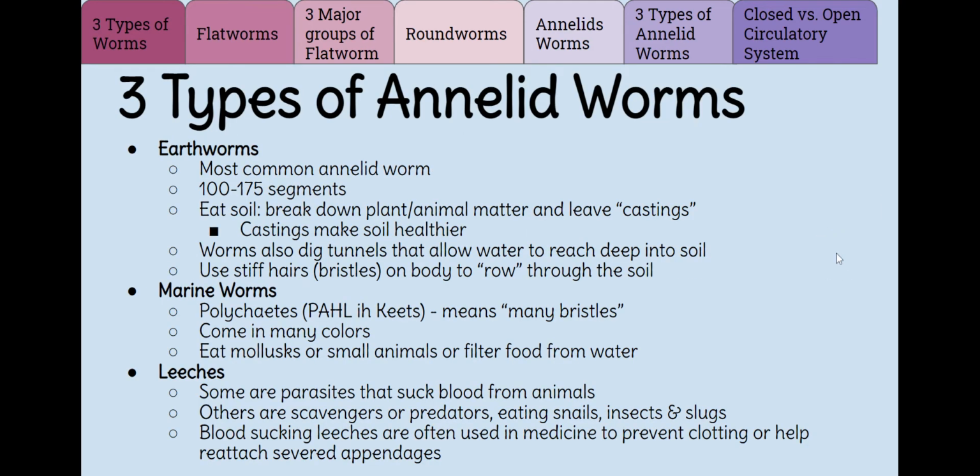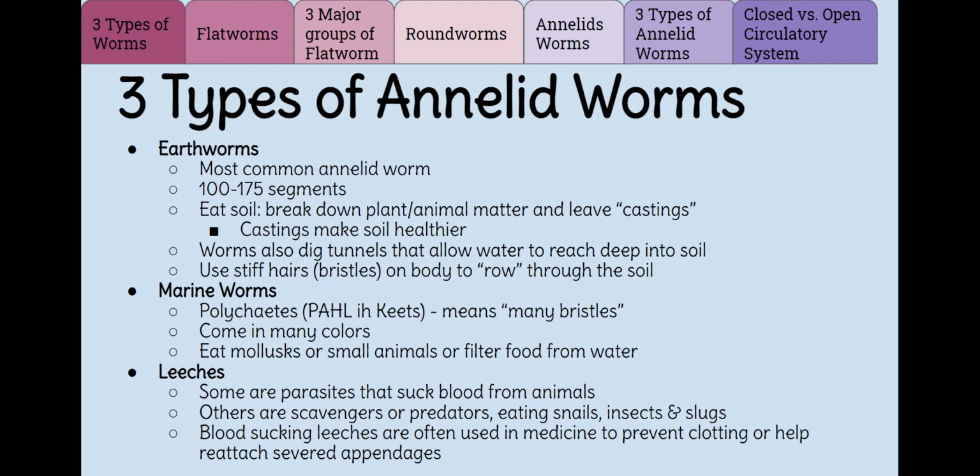So the different types of annelid worms, there are three of them. The most common annelid worm that you know of is the earthworm, with about 100 to 175 segments. Next week, we're going to dissect these. Their job is to eat soil or break down plant and animal matter, and leave castings. Castings are their waste product. The castings make the soil much healthier. Worms also dig tunnels that allow water to reach deep into the soil. They have little bristles, stiff hairs on their body, that row through the soil.